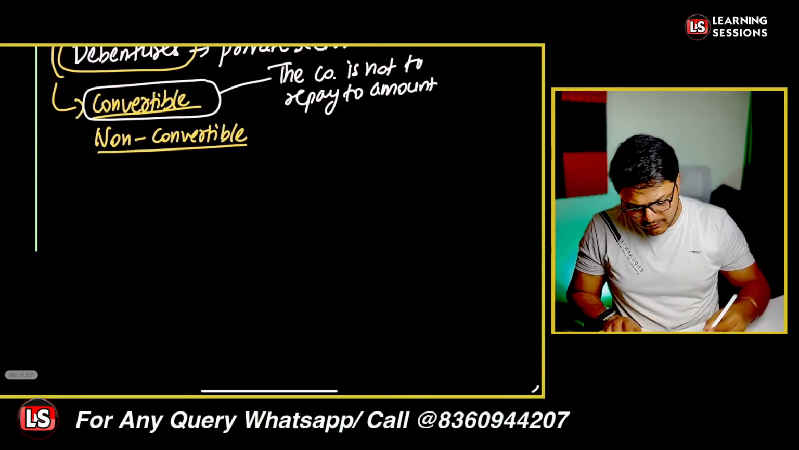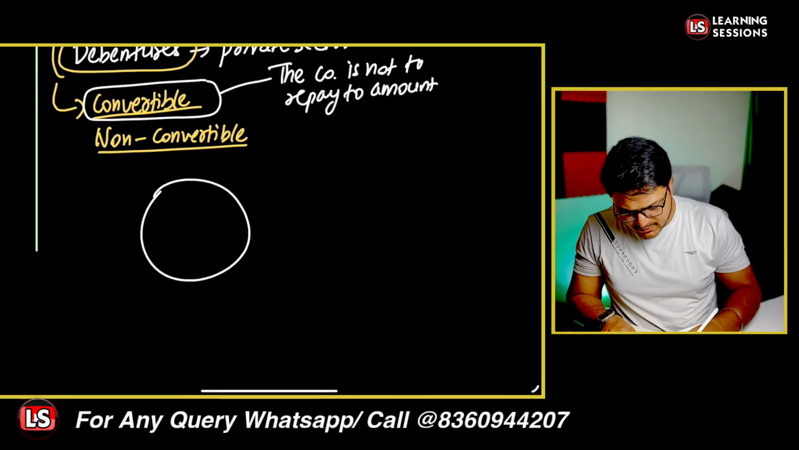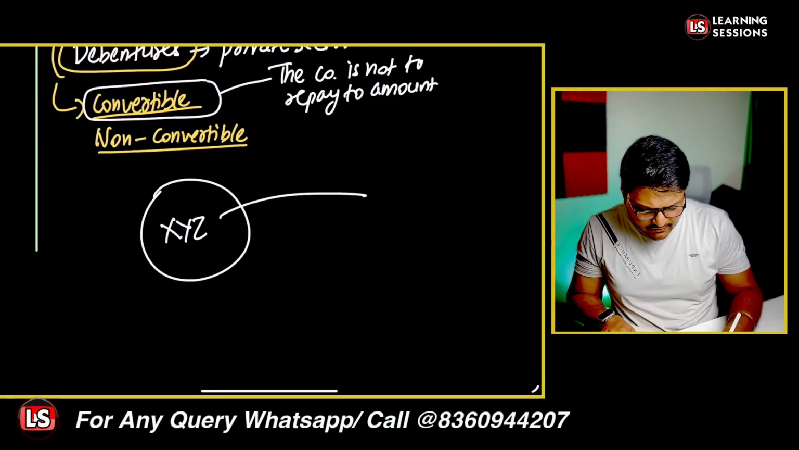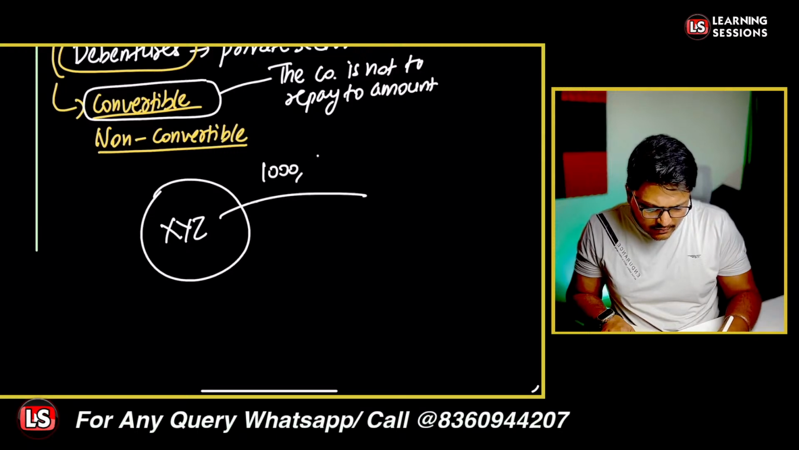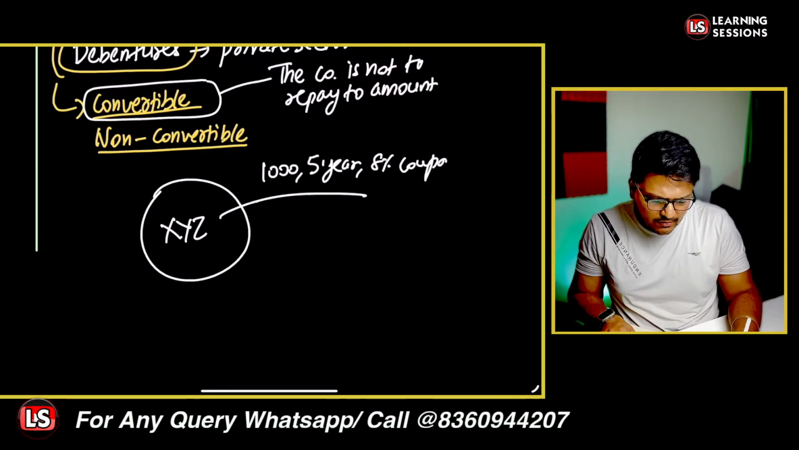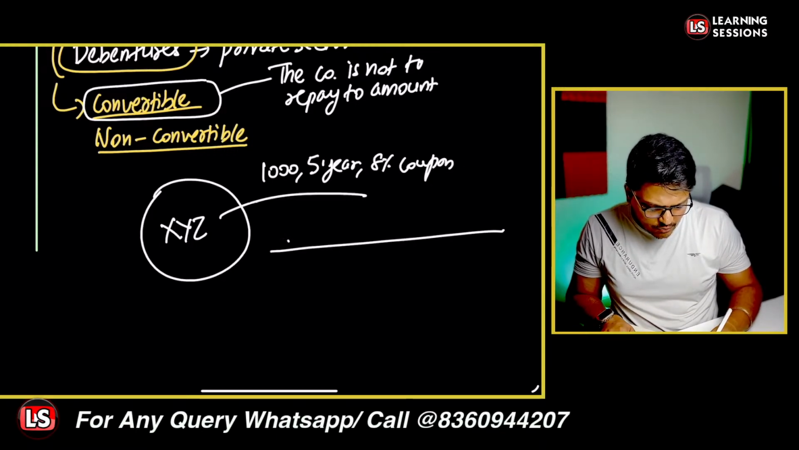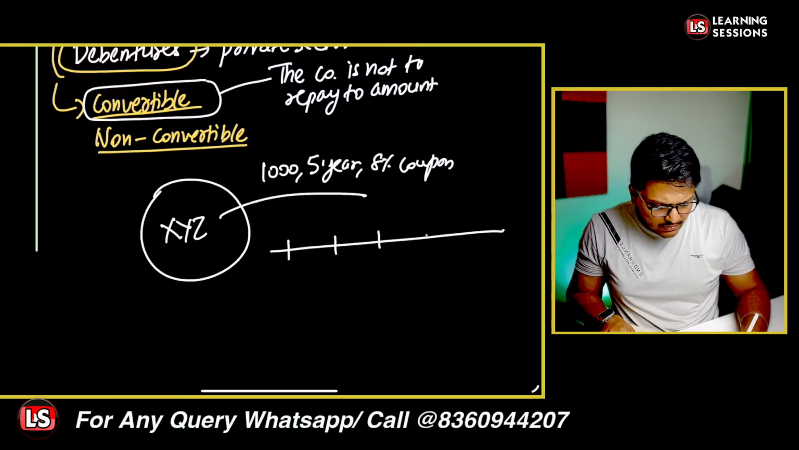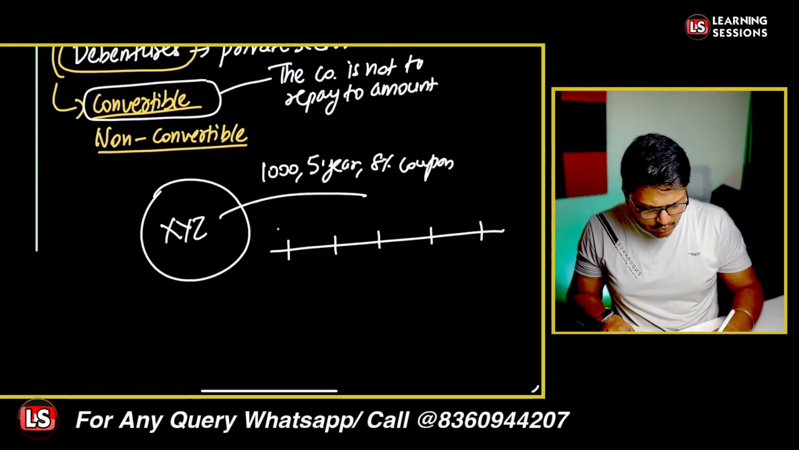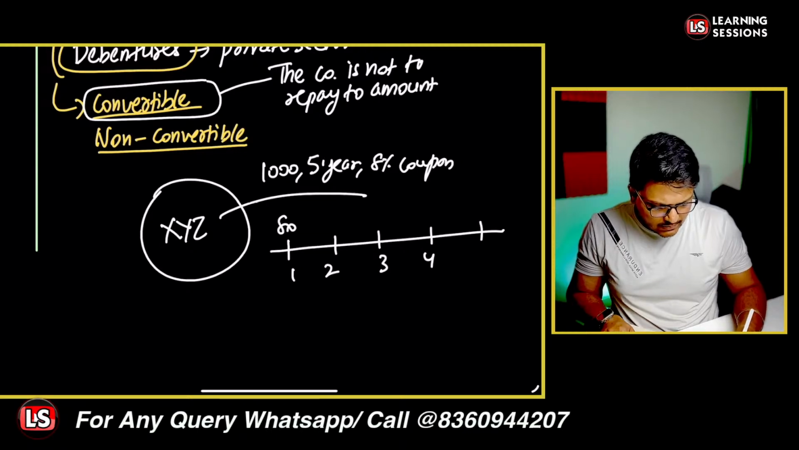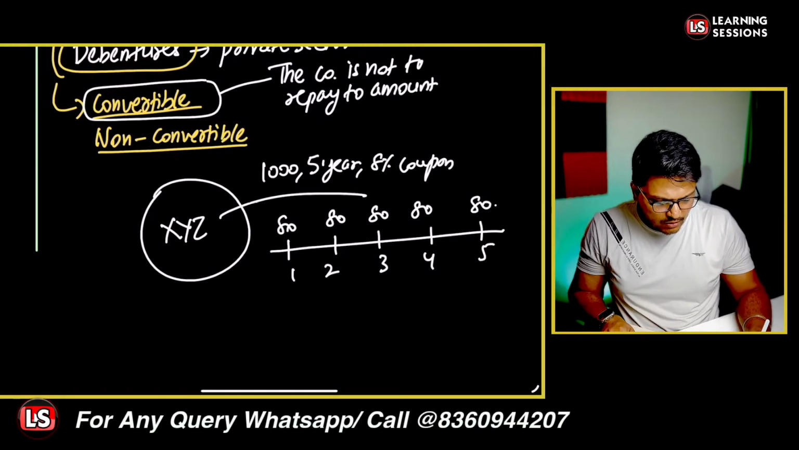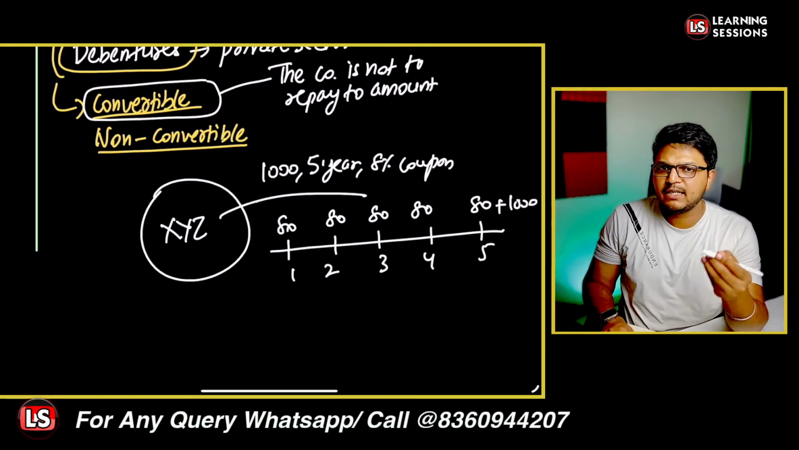And also, what are zero coupon bonds? Let's say company XYZ issued a 1000 rupees 5-year bond with an 8% coupon. What does it indicate? The person who invests in this bond is going to earn 80 rupees every year as a coupon for 5 years. And on maturity after 5 years the person will get 1000 rupees back. That is what it indicates.